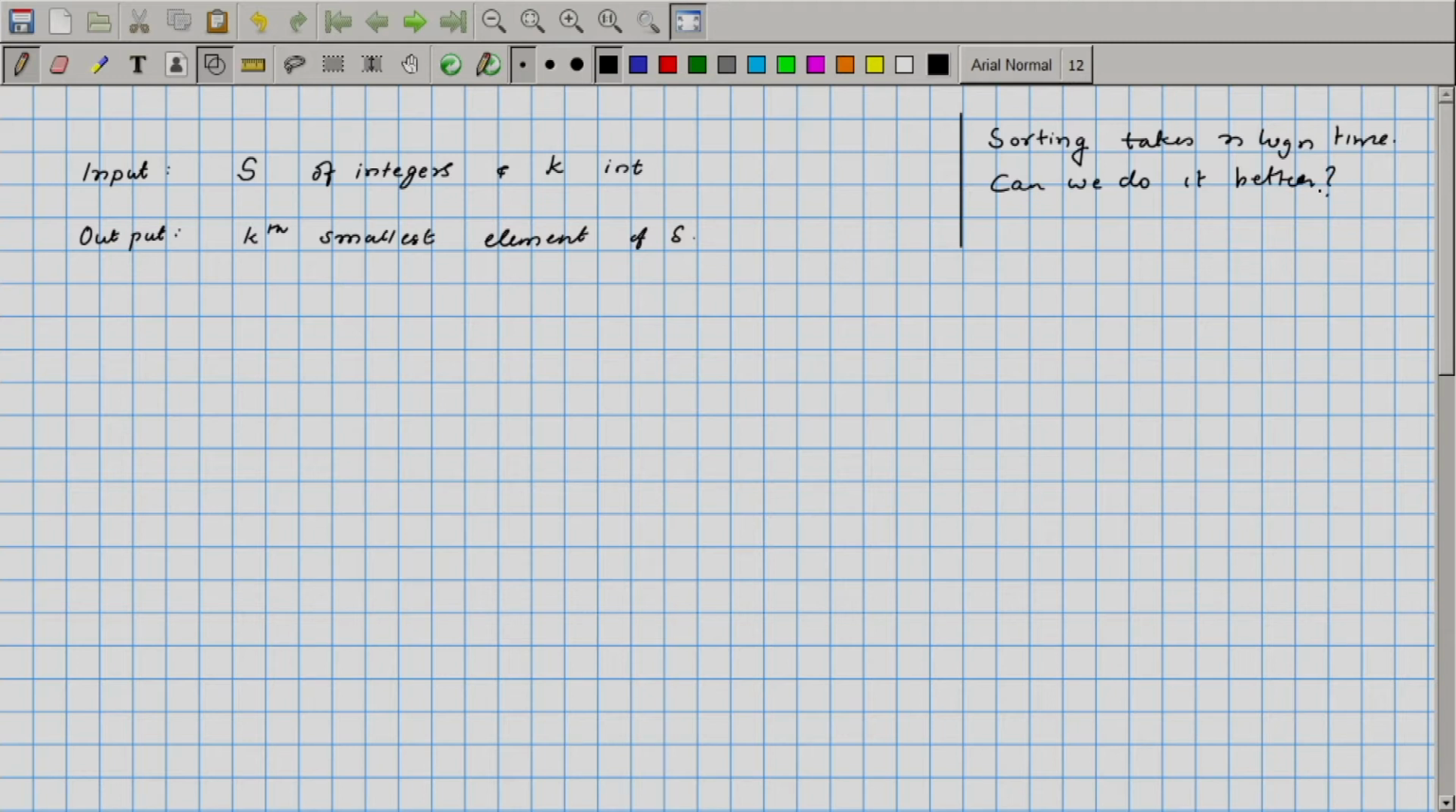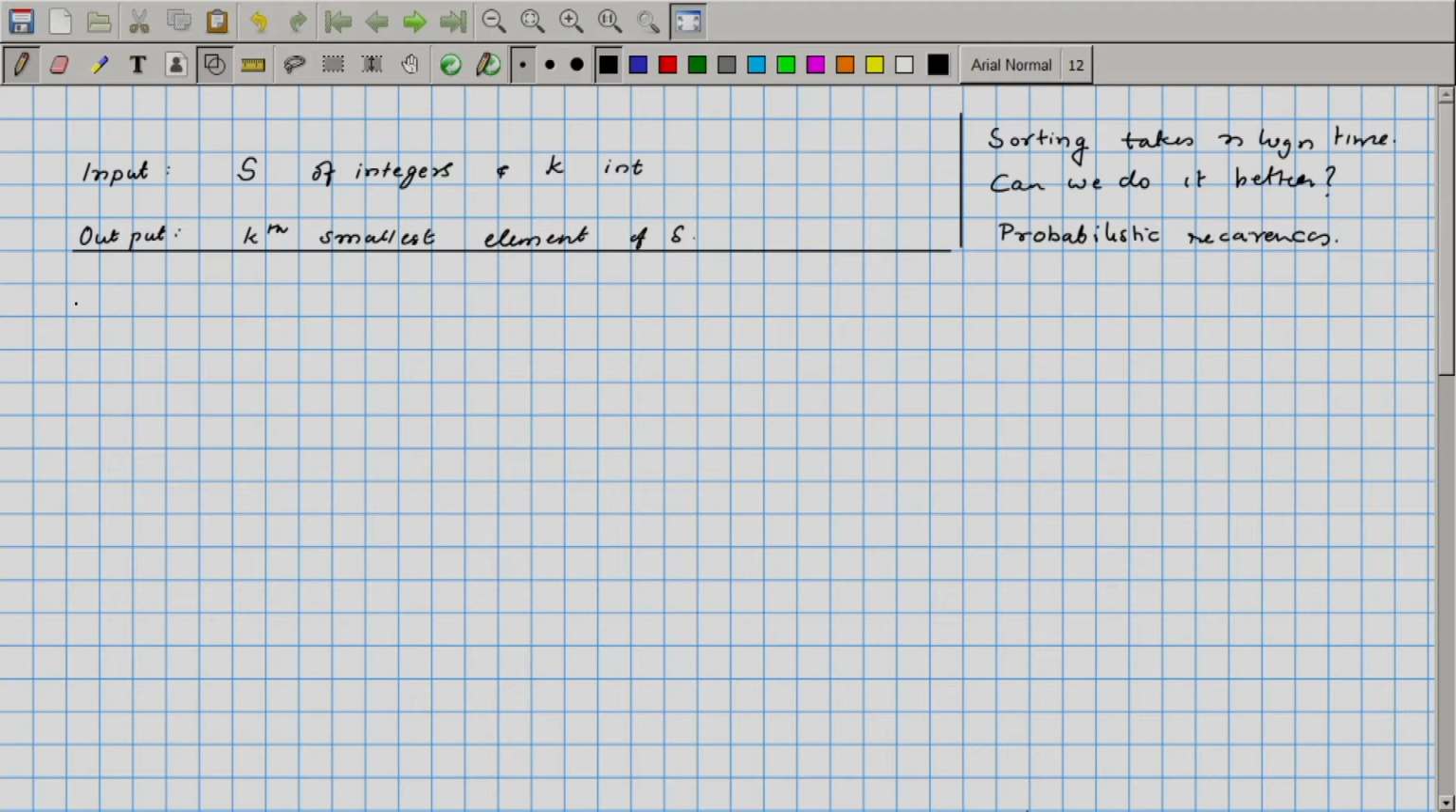Of course, there are linear time deterministic algorithms to solve this problem. The deterministic linear time algorithm is a little more complicated. We will see a simple randomized algorithm that can do this job. And while doing so, we will also learn about probabilistic recurrences. Okay. So, let us look at that.